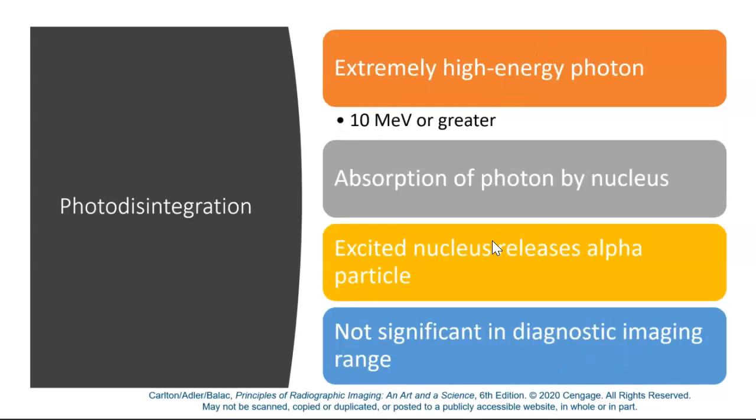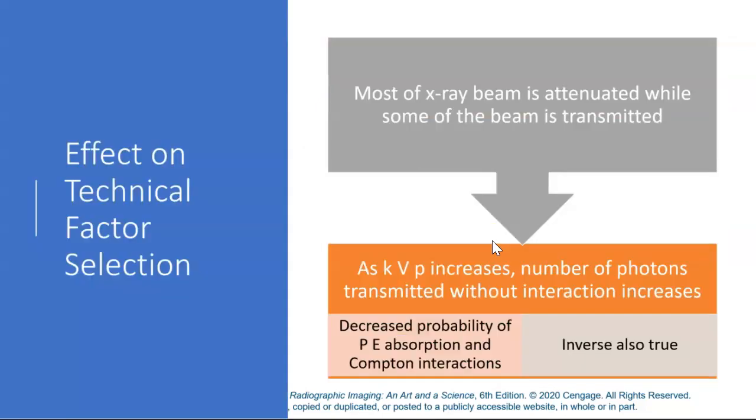Then we have photodisintegration. So it's extremely high photon energy, 10 MeV or greater. Absorption of the photon by the nucleus. The excited nucleus takes in this energy and then spits out an alpha particle. An alpha particle is bad. So it's not significant in the diagnostic range. So photodisintegration, really high energy photon, 10 MeV or greater. The nucleus absorbs this and spits out an alpha particle. That's what you need to know.